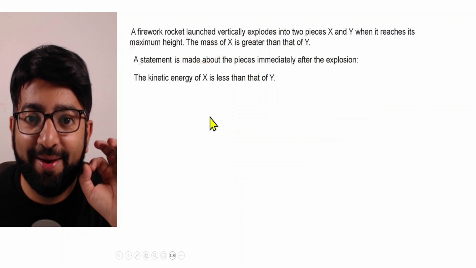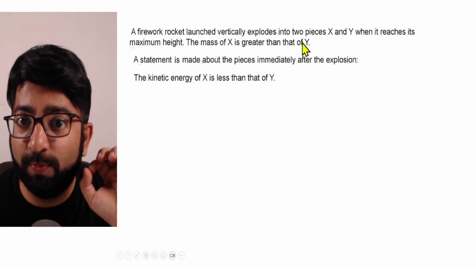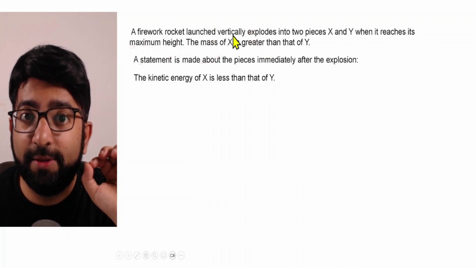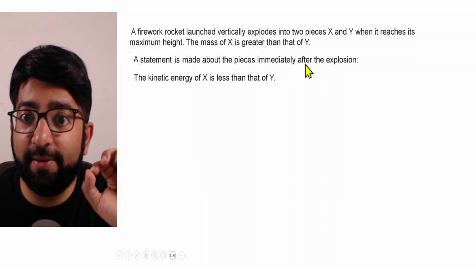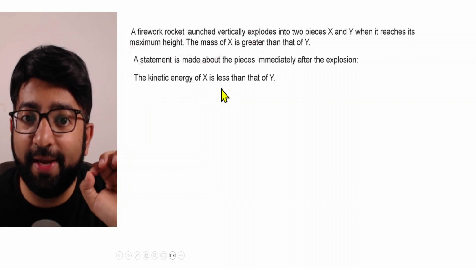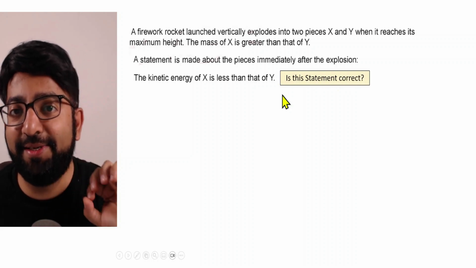Let's read this question. A firework rocket launched vertically explodes into two pieces, X and Y, when it reaches the maximum height. The mass of X is greater than that of Y. Which statement is correct after the explosion? The statement is: kinetic energy of X is less than that of Y. The question is, is this statement correct?